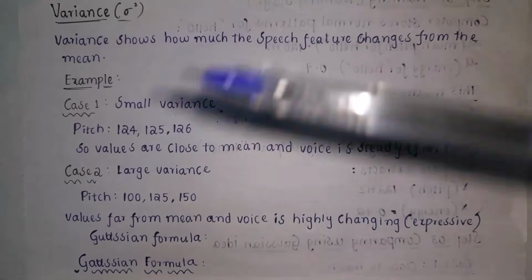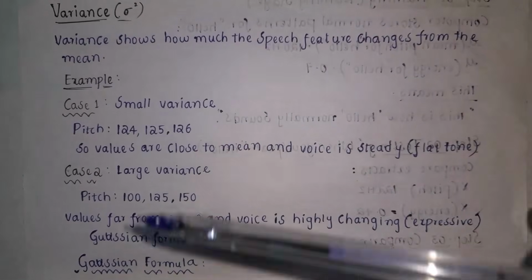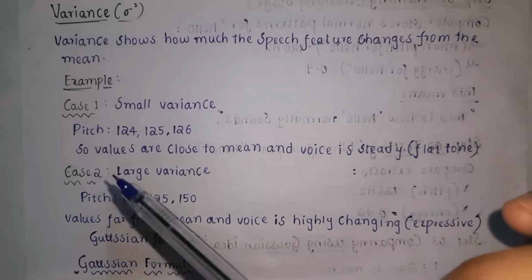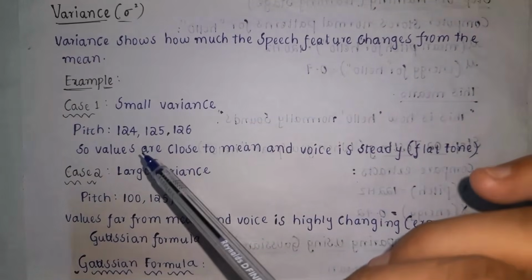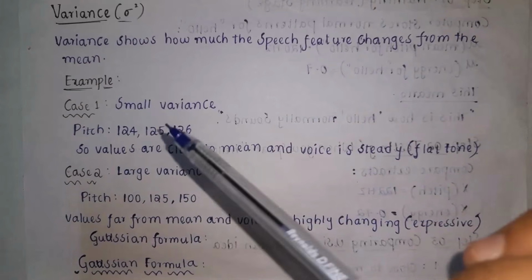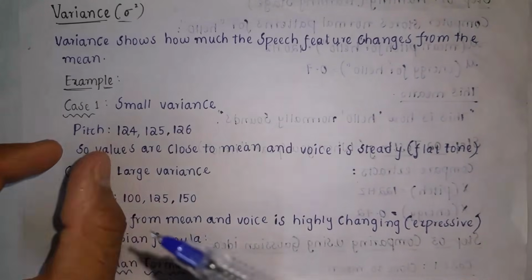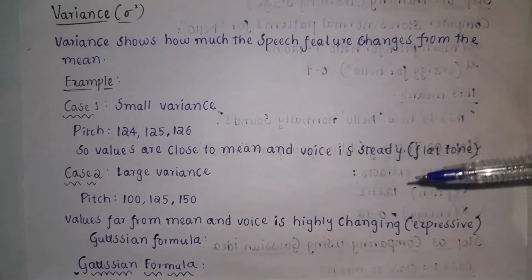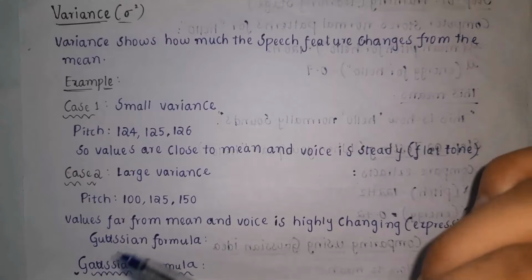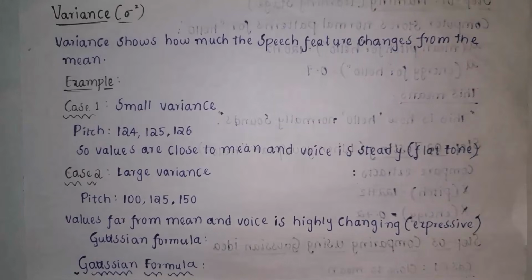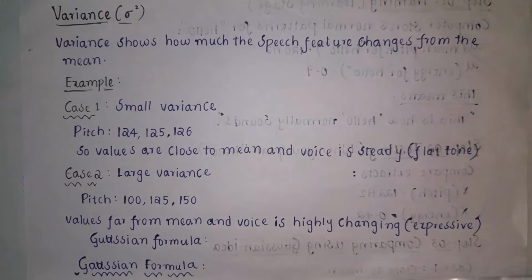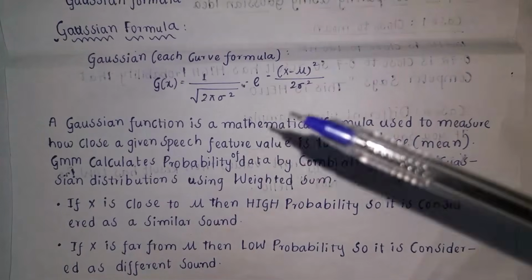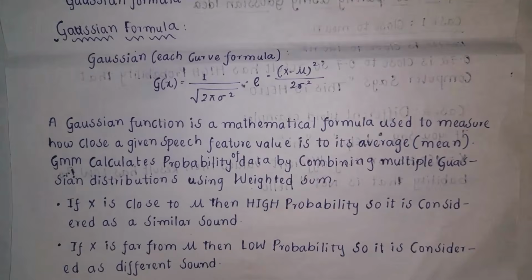Guys, by using variance, the system will identify whether our voice is steady, that is, in a flat tone, or our voice is changing. For the first part, pitch is 124, for the second part, pitch is 125, and for the third part, pitch is 126. So for each and every part, there is small variation. So the system will identify that the word is in a flat tone, and for some other word, pitch is 100, 125, 150. Here pitch is highly changing for each and every part. So here variation is high. So after applying mean and variance, the classic Gaussian formula is applied. Based on this, the system will decide whether there is a word match or not.